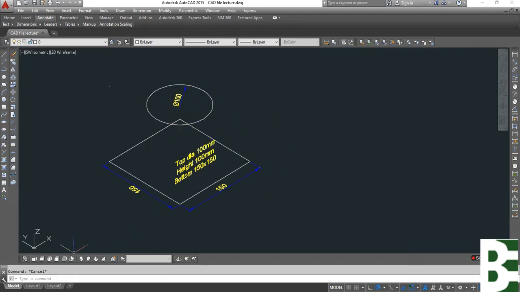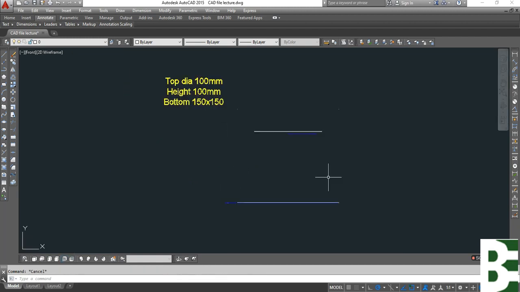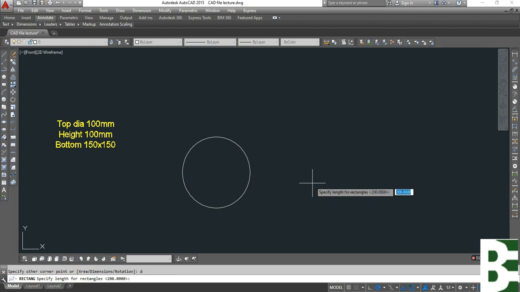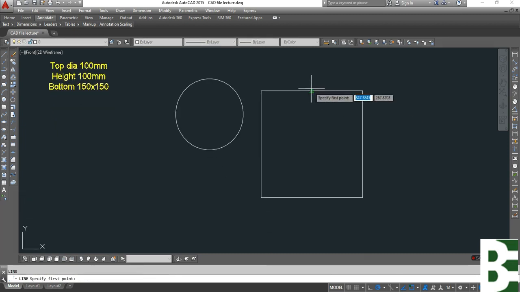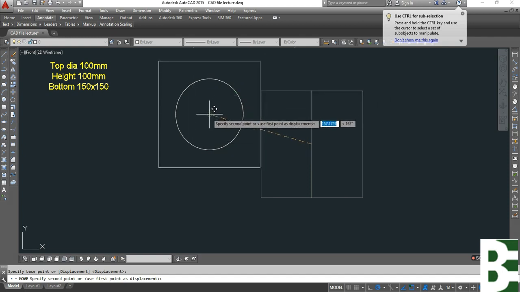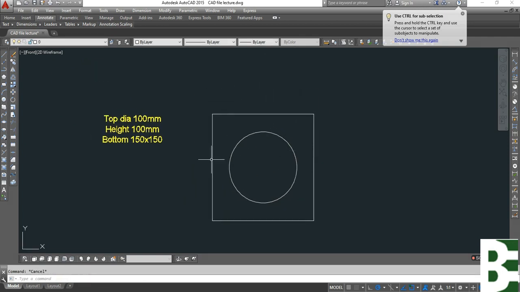Hello guys, today we will see how to fabricate the transition, and I will make the segment in AutoCAD. It's too easy to calculate in AutoCAD all of the dimensions for the transition piece. Now at the left I mention my parameters. The top dia is 100 millimeter and the bottom rectangular is 150 into 150.